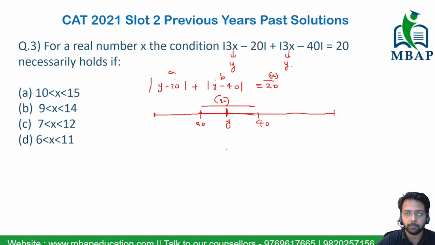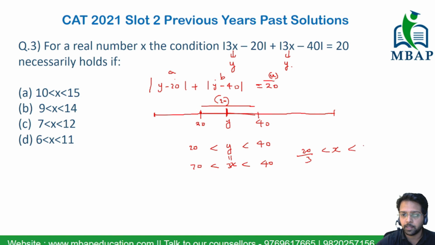I repeat, I got the range of y to be between 20 and 40. I found y to be more than 20 and y to be less than 40. Now I know y was how much? y was basically 3x. So certainly 3x is definitely more than 20 and 3x is definitely less than 40. I got the range as x is something in between 20 by 3 and 40 by 3, which is between 6.67 and 13.33. Now this is the possible range of x that I can get in this given question.